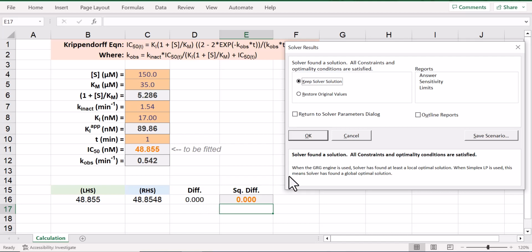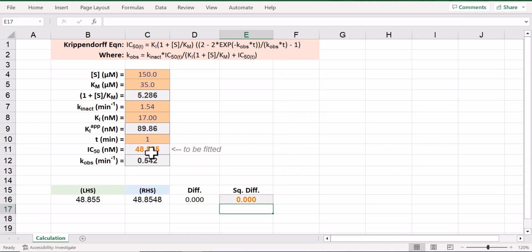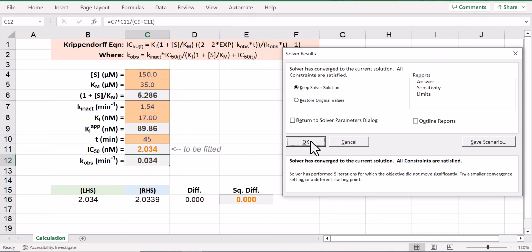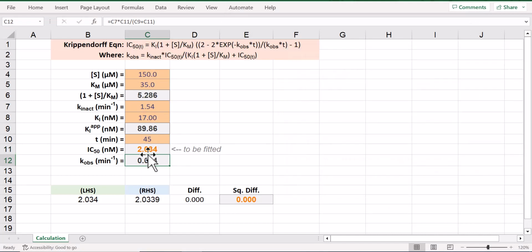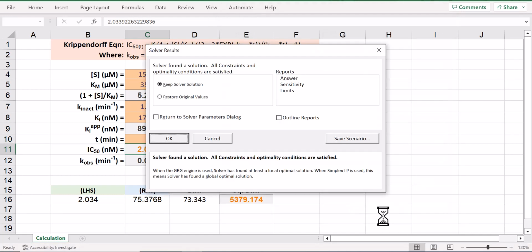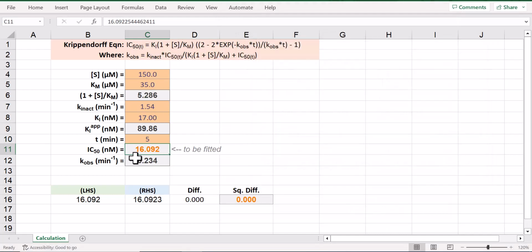Solver finds a solution nearly instantaneously where the difference between the two sides is essentially 0. So under these conditions, the IC50 value is 48 nanomolar. And if we were to change the time of the assay to 45 minutes, and then solve again, well, now you can see that the IC50 value is 2 nanomolar. And if we were to change the time of the assay to 5 minutes, the IC50 value is 16 nanomolar.